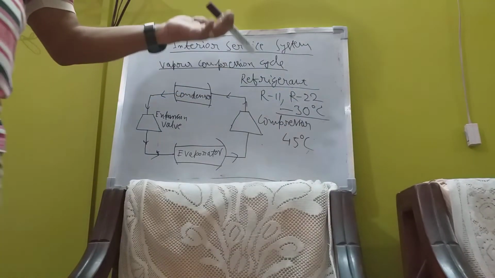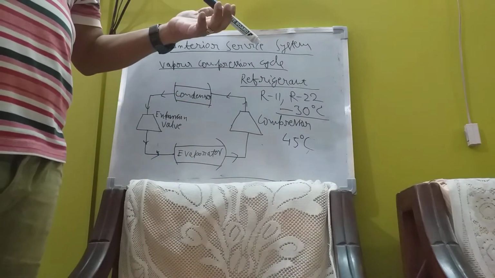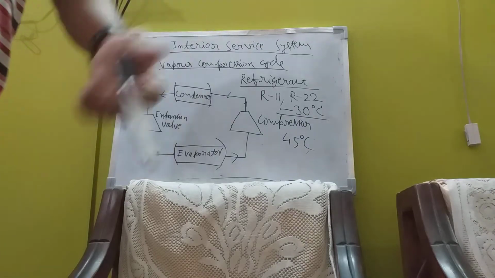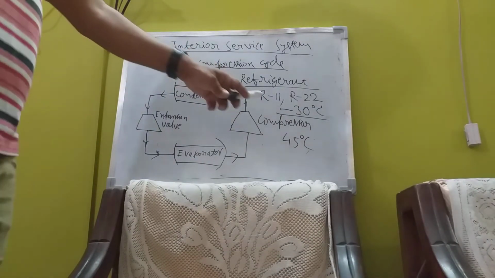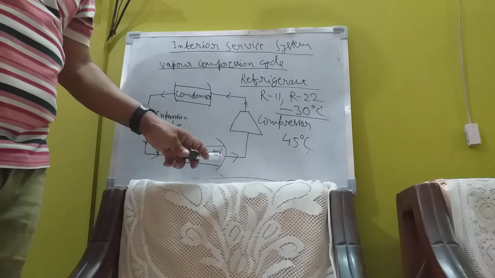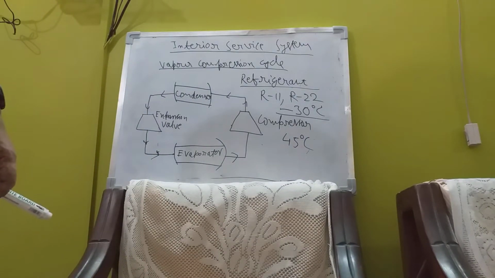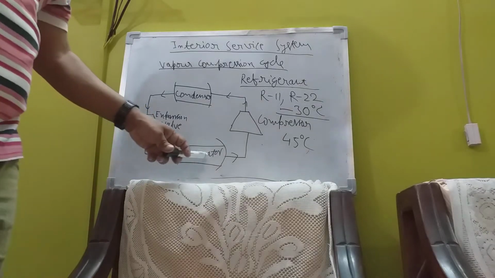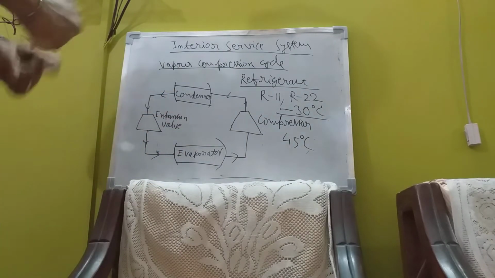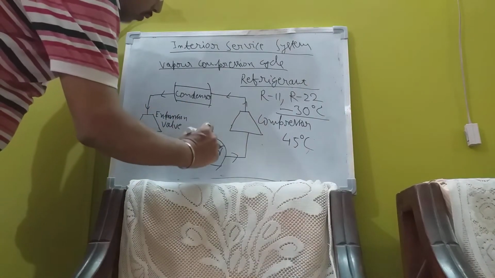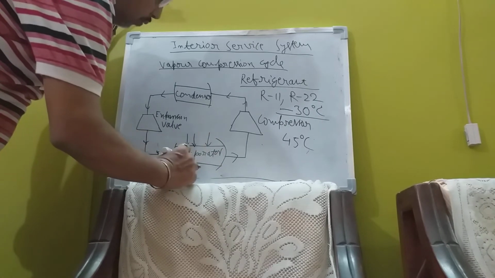The more the temperature increases, the more the boiling becomes. So what happens? The liquid refrigerant which is flowing through the evaporator gets converted into vapor. When the liquid gets converted into vapor, it takes heat from outside.